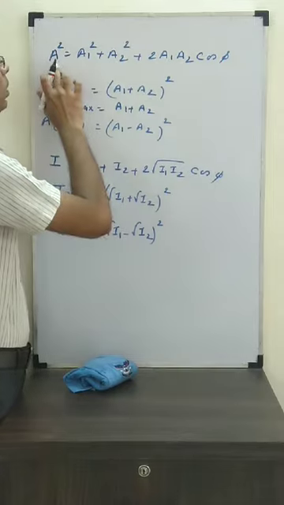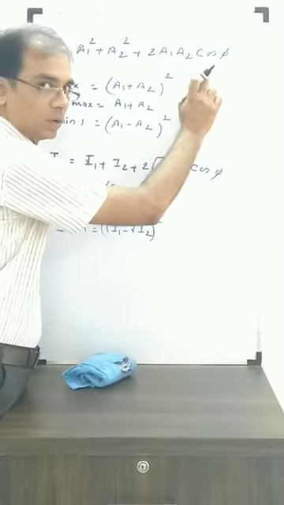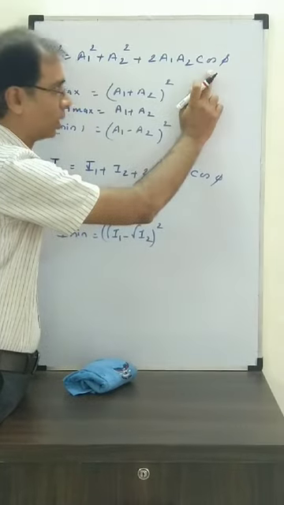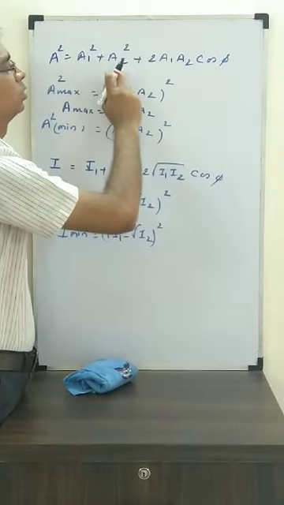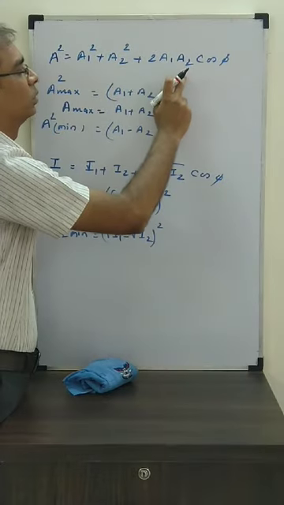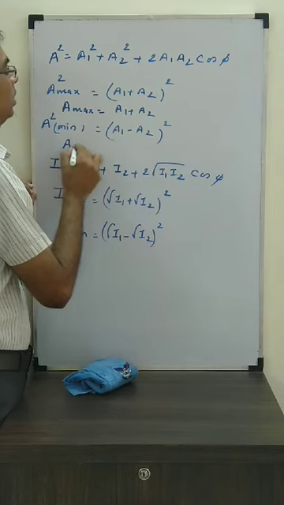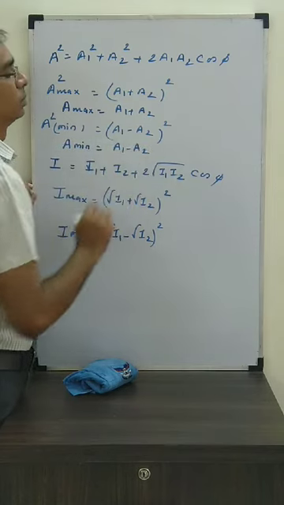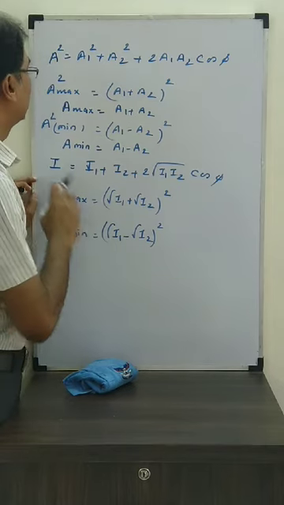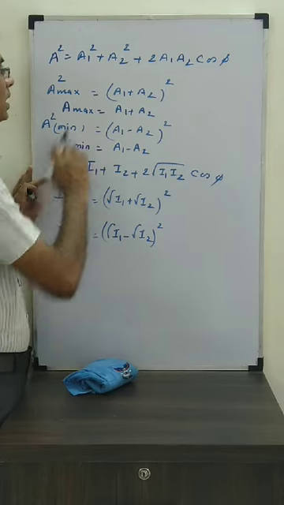In the same way, minimum amplitude: when can this be minimum? When this cos phi is minimum. Cos phi's minimum value is minus 1. So if we keep minus 1 here, this will become a1 square plus a2 square minus 2a1 a2. That means a1 minus a2 whole square. So A minimum value will be a1 minus a2.